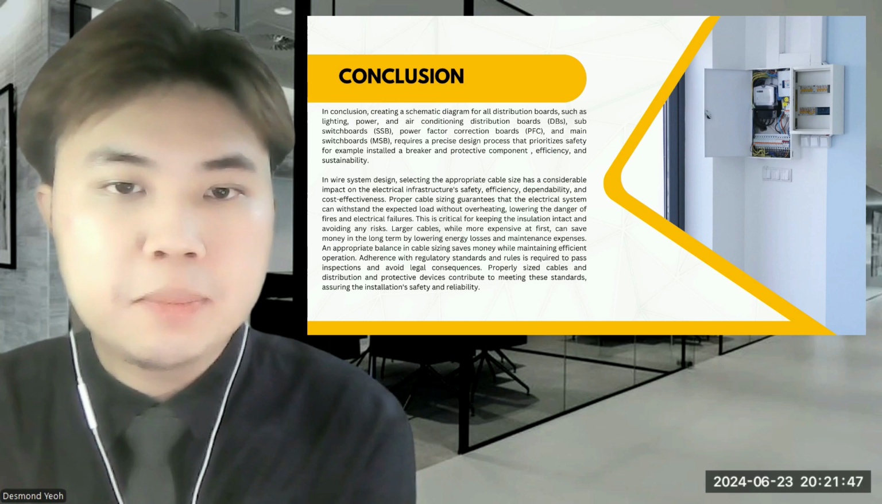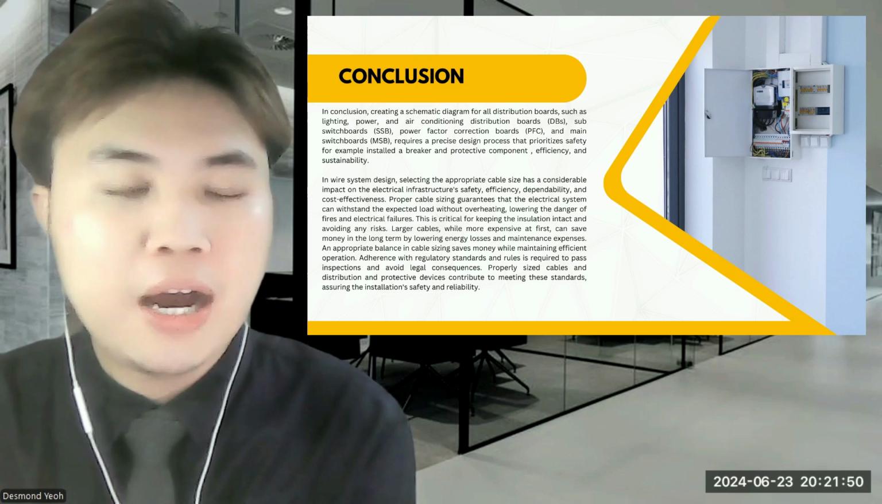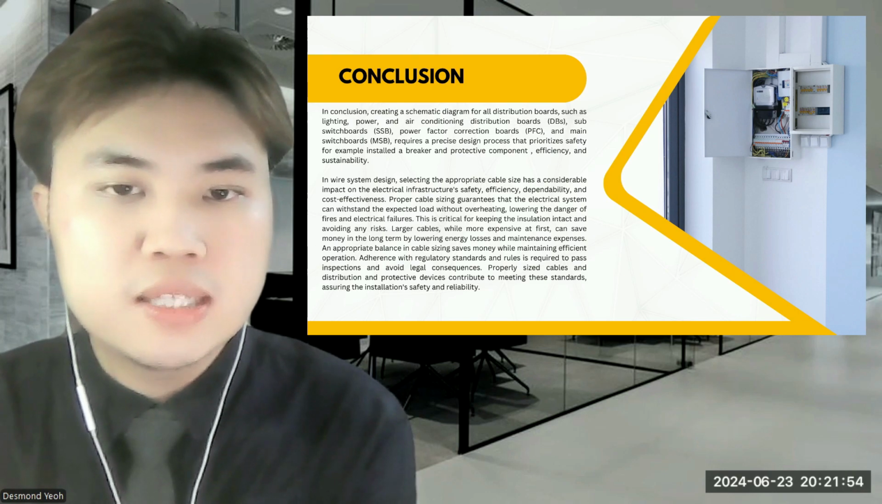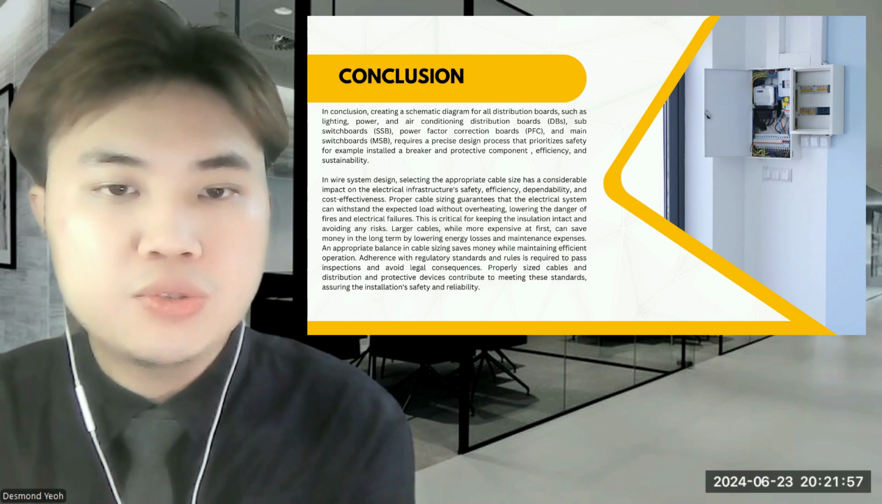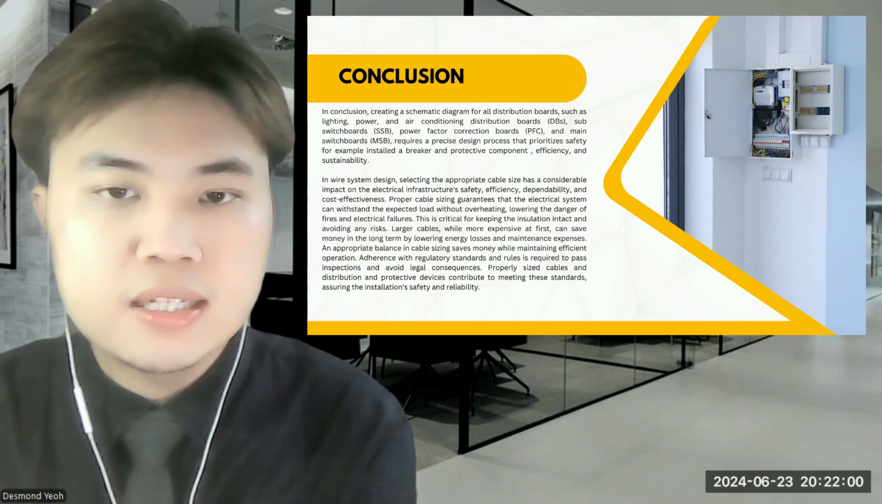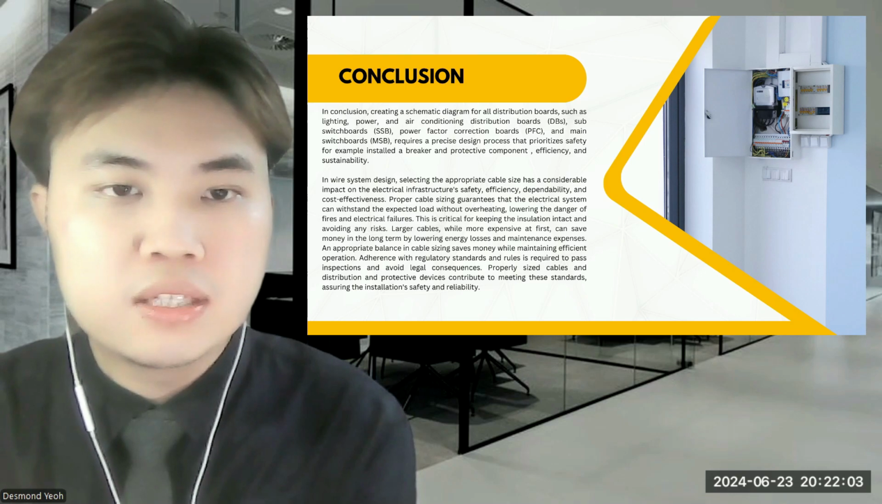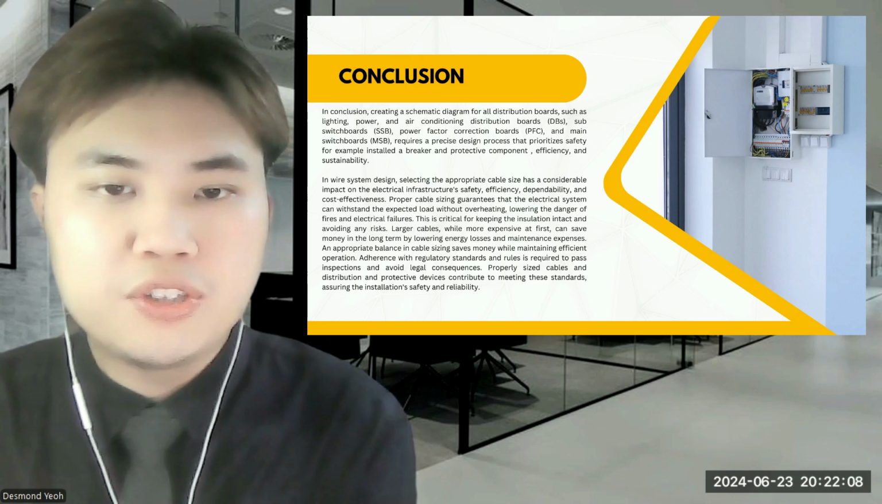In conclusion, creating a schematic diagram for all distribution boards such as lighting, power, air conditioning distribution boards, sub-switch boards, power factor correction boards, and main switch boards requires a precise design process that prioritizes safety, for example installing a breaker and its protective components, efficiency, and sustainability.